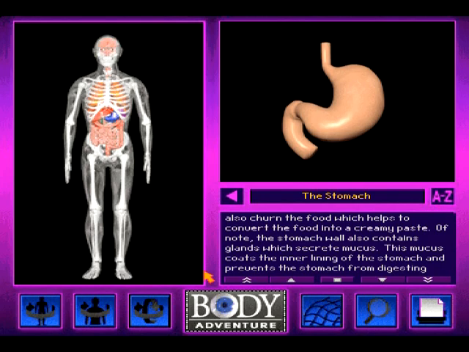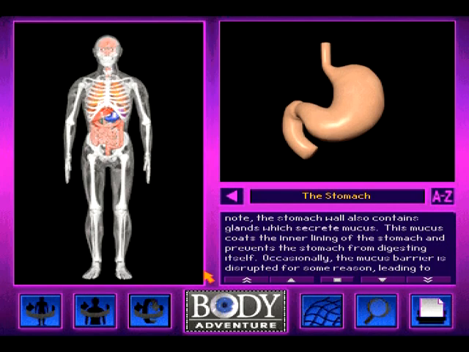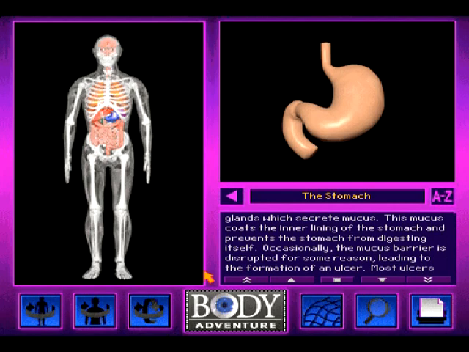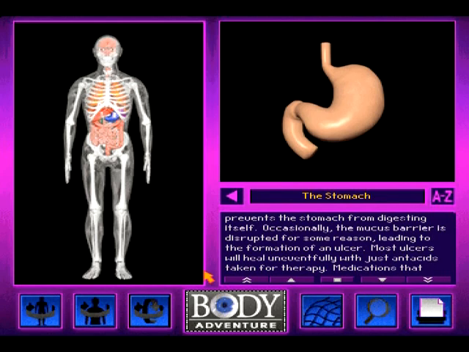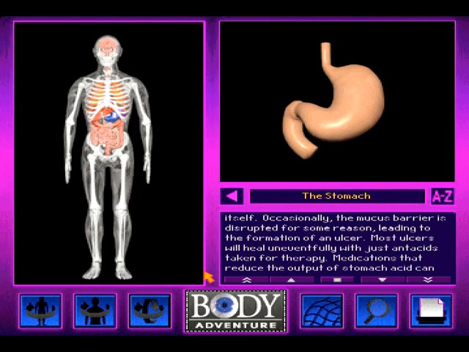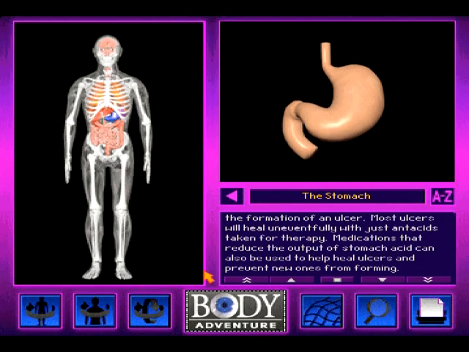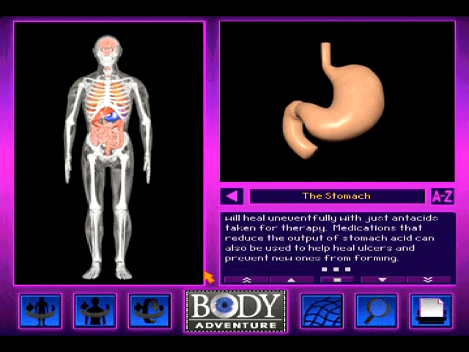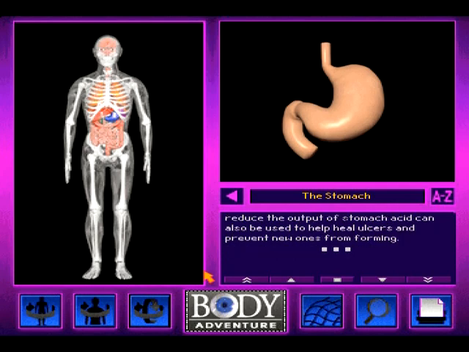Of note, the stomach wall also contains glands which secrete mucus. This mucus coats the inner lining of the stomach and prevents the stomach from digesting itself. Occasionally, the mucus barrier is disrupted for some reason, leading to the formation of an ulcer. Most ulcers will heal uneventfully with just antacids taken for therapy. Medications that reduce the output of stomach acid can also be used to help heal ulcers and prevent new ones from forming.